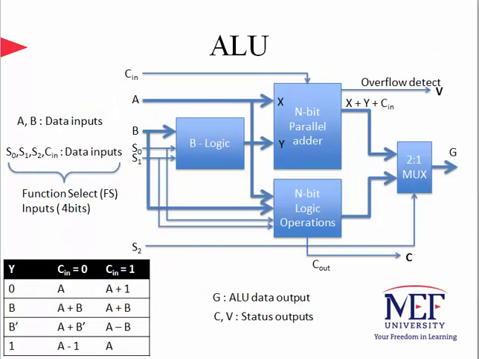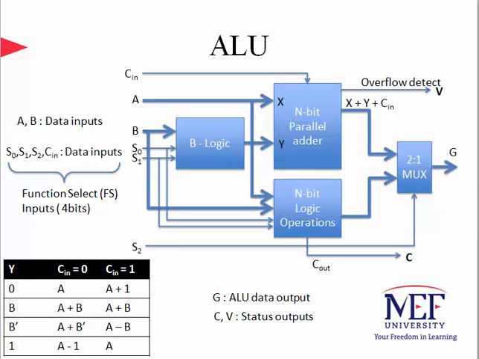Here's the block diagram for the ALU. As you might remember from our digital systems class, it has a parallel adder section and a logic operation section. The least significant two select bits are used to select between different logic operations or arithmetic operations. The most significant select bit is used to select between the arithmetic or the logic operation for the incoming two n-bit numbers. The function table for the arithmetic section is summarized in the bottom left of the slide.